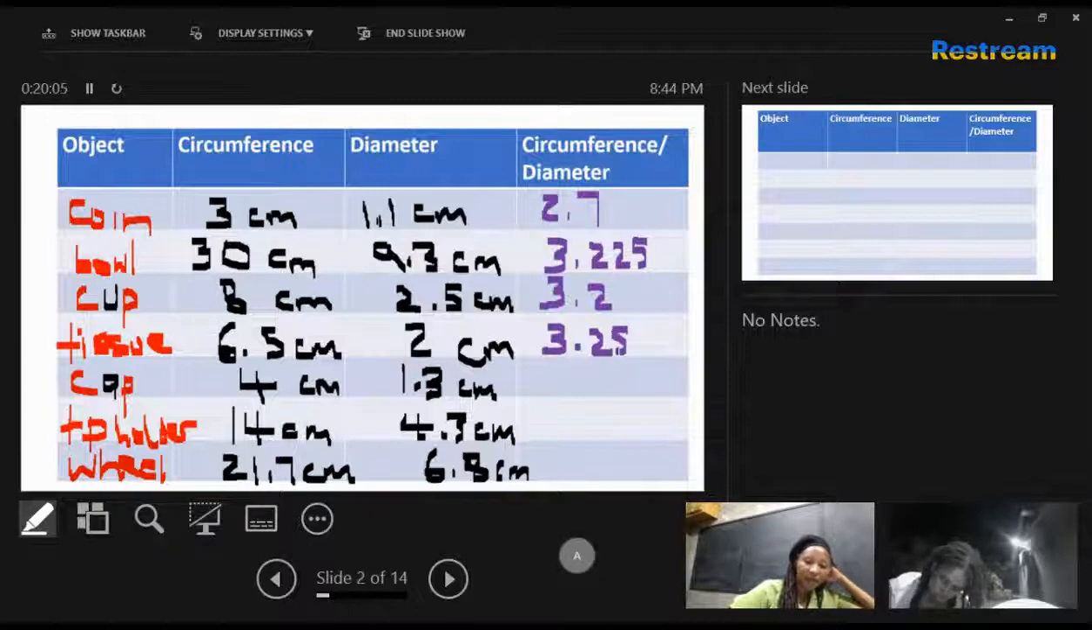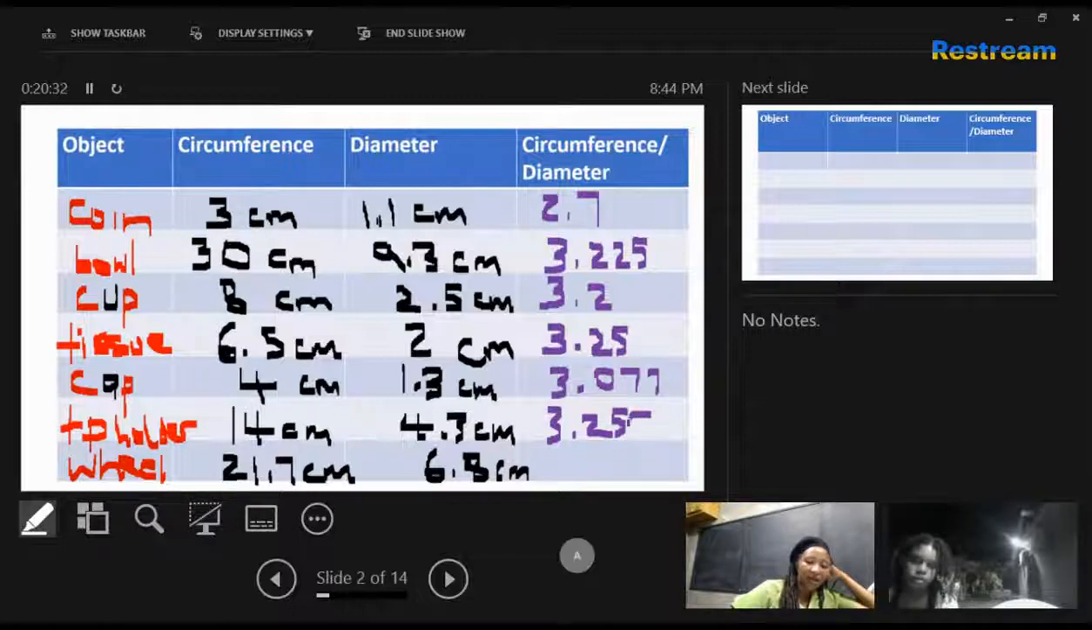4 divided by 1.3. 3.077. All right. 14 divided by 4.3. Miss, for that I got 3.255.